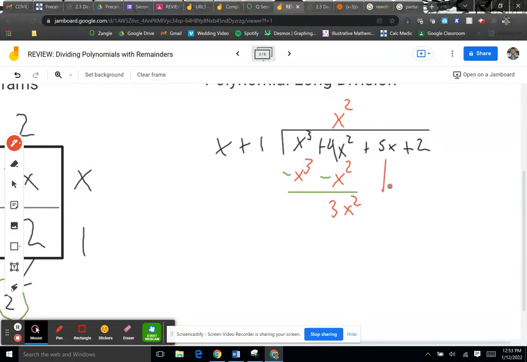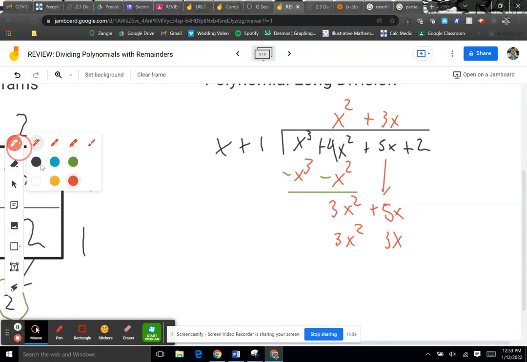We'll drop down this 5x and repeat the algorithm. X goes into 3x squared how many times? Well, it goes in positive 3x times, because 3x times x gives us 3x squared. 3x times 1 gives us 3x. And again, we subtract both of them. If this was negative already, it would change to positive. Because it's positive, they both just become negative. 5x minus 3x is 2x.